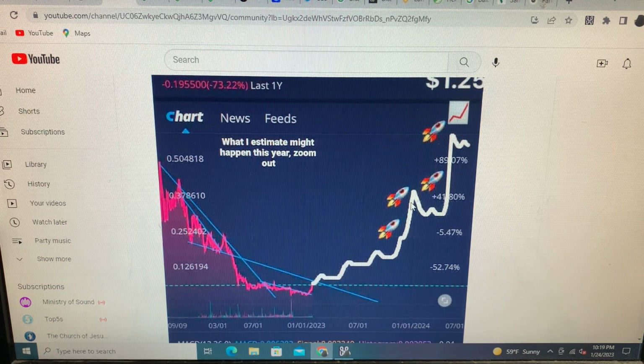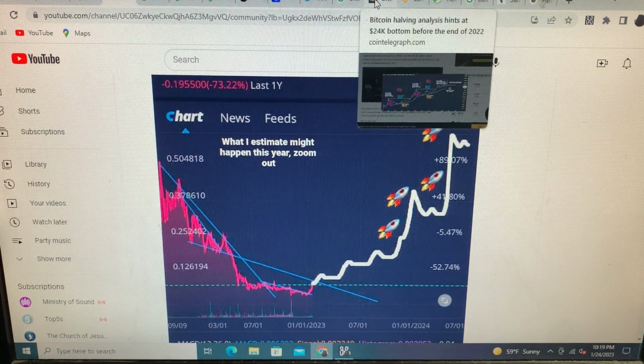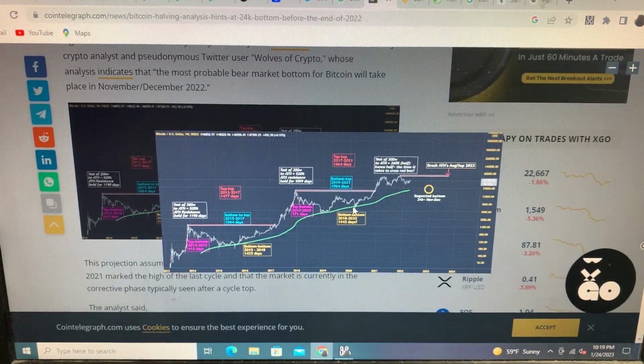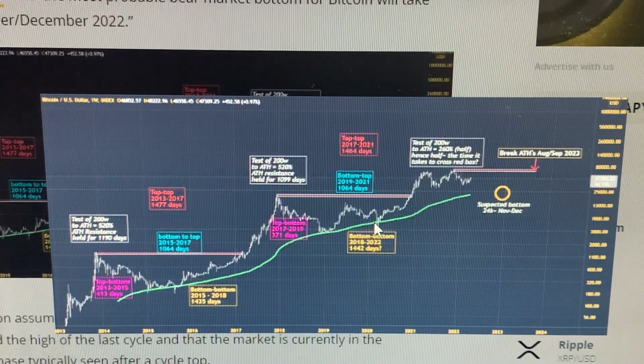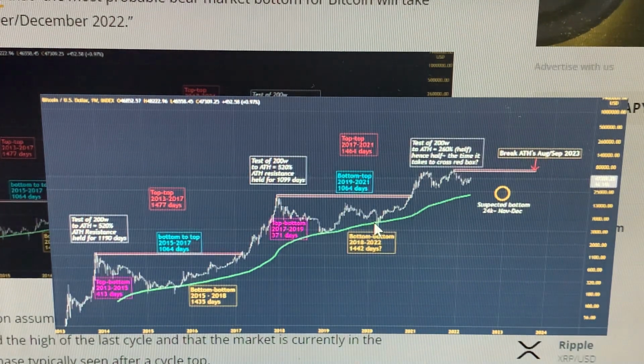And then 2024, it's going to explode. Why 2024? Why do you think? Because the entire crypto market depends on Bitcoin. In 2024, Bitcoin is going to have its next Bitcoin halving cycle. It happens every 4 years. So this is a chart.